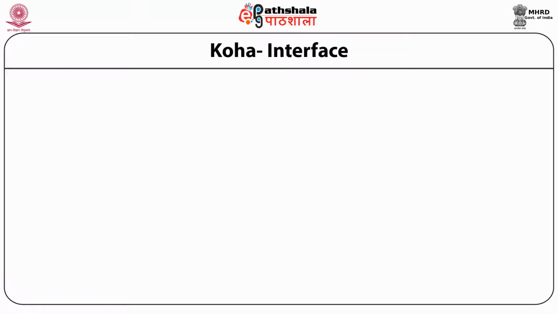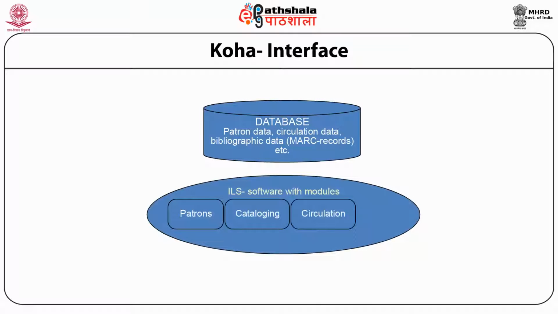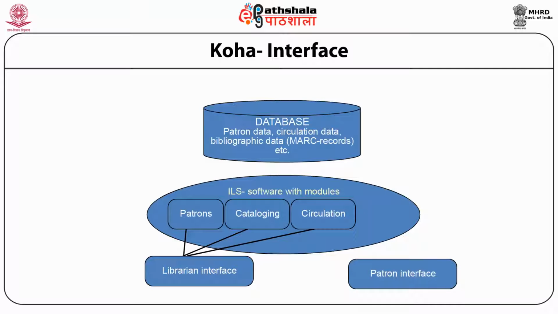The screen shows the interface of the Koha system, in which databases with patron data, circulation data, and bibliographic data interact bidirectionally with all the Koha software modules, while the librarian interface interacts with patrons, cataloging and circulation. The patron interface interacts with the OPAC module.